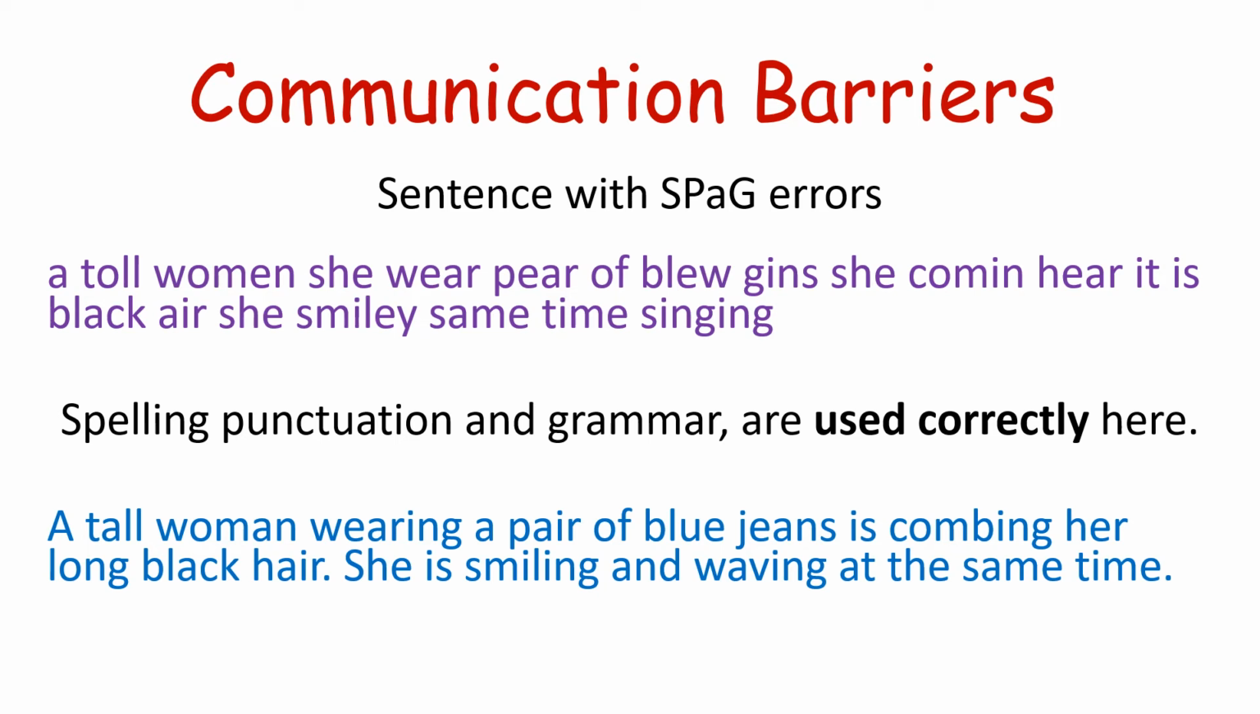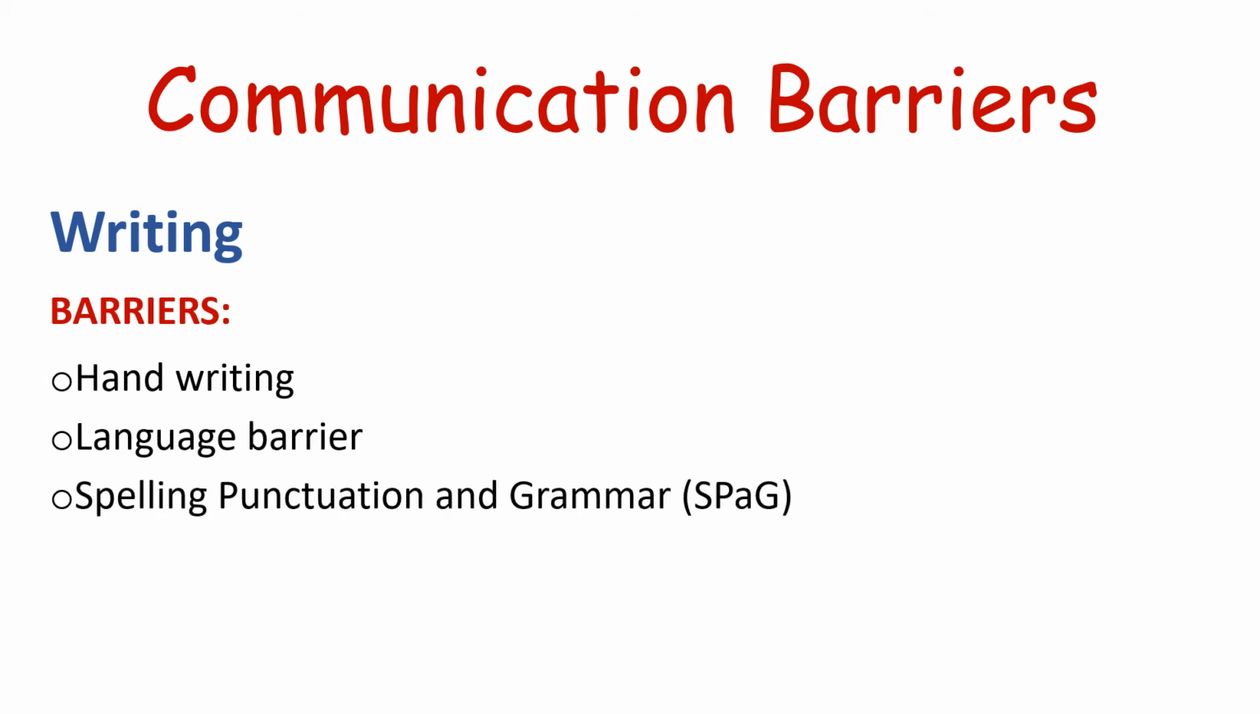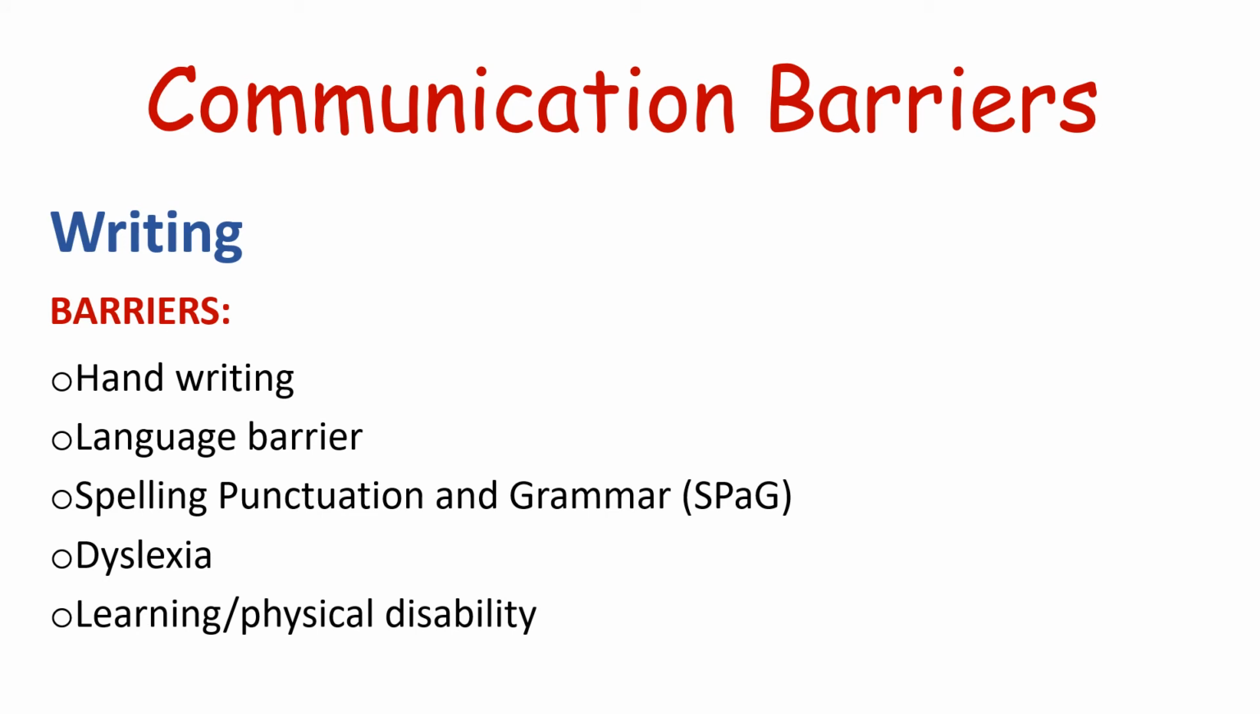Let's have a look at some other barriers that could get in the way of you communicating effectively through writing. So some of the things that could get in the way of writing are handwriting, language barrier, spelling, punctuation and grammatical errors, dyslexia, or learning or physical disability. Can you think of your own barriers with regards to writing?